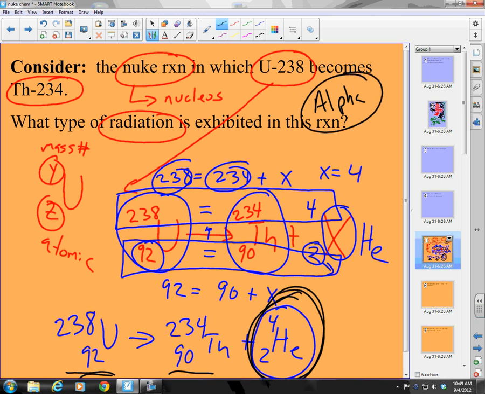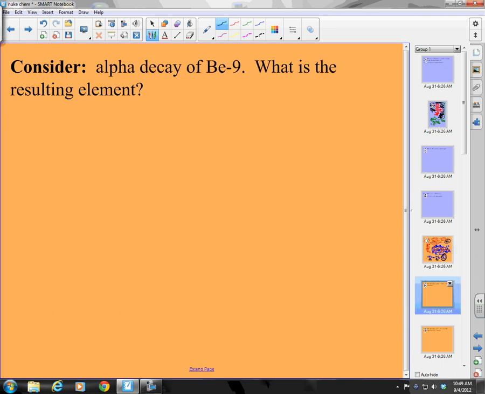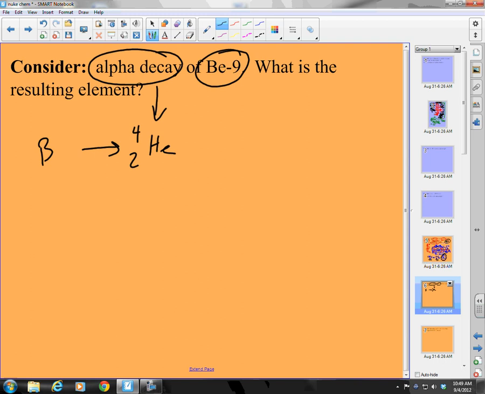Let's move on and take a look at some more questions related to radiation. And these will go quickly. So here we go. Consider alpha decay of beryllium-9. Okay, alpha decay, that's a piece of cake, right? We know that an alpha particle is a helium nucleus. Good. It's decay. That means it's going to be on the other side of my yield arrow. It's spit out, and I start with beryllium-9.